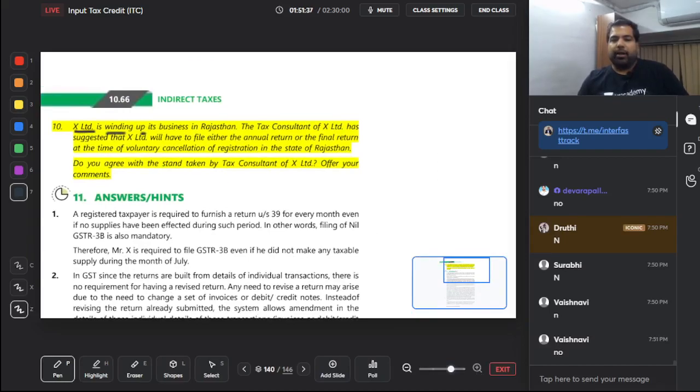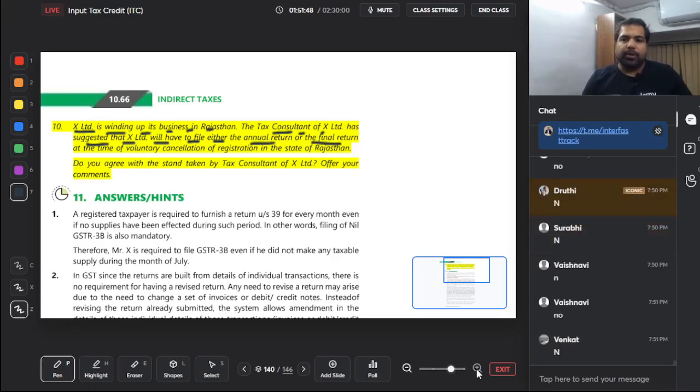X Limited is winding up its business in Rajasthan. The tax consultant of X Limited has suggested that X Limited will have to either file the annual return or the final return. Guys, is that right? You have to choose between the two? No, you have to file annual return also and final return as well.